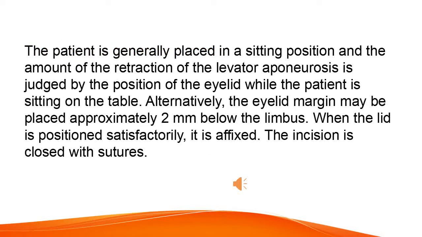The patient is generally placed in a sitting position, and the amount of the retraction of the levator aponeurosis is judged by the position of the eyelid while the patient is sitting on the table. Alternatively, the eyelid margin may be placed approximately 2 mm below the limbus. When the lid is positioned satisfactorily, it is affixed. The incision is closed with sutures.